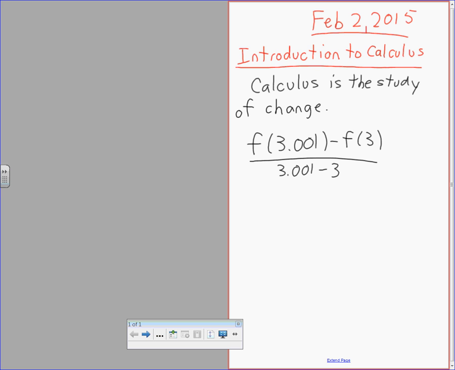Okay, so what we're looking for is the instantaneous rate of change. That's the main thing that we're finding. And we'll talk lots and lots and lots about instantaneous rate of change.